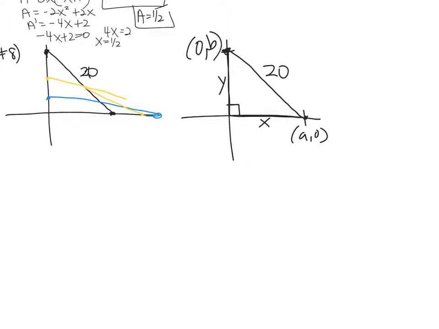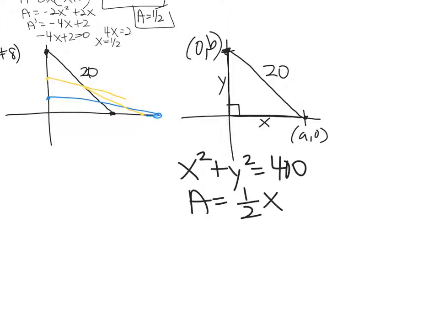So we have two equations to set up. We have x squared plus y squared equals 20 squared. And then we have area equals 1/2 base times height. This is exactly like problem number 2, except instead of the hypotenuse being 5, the hypotenuse is 20.